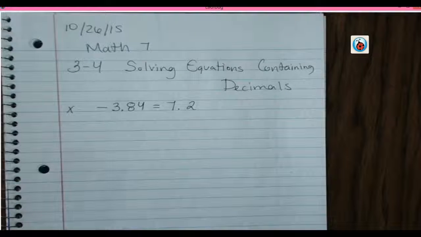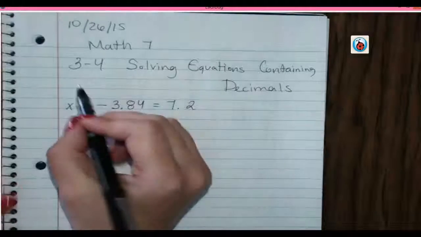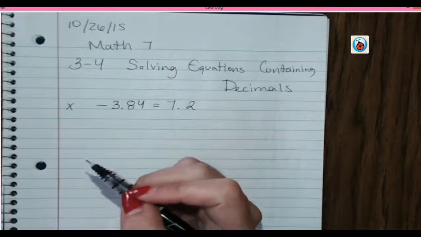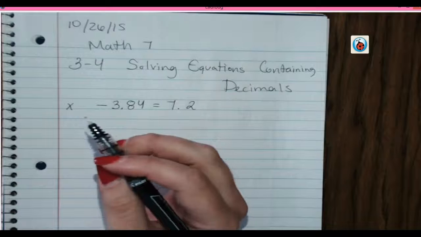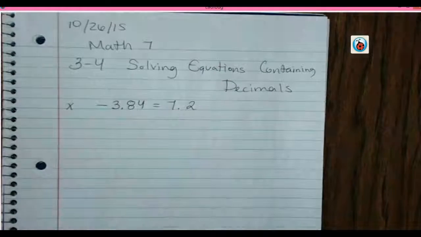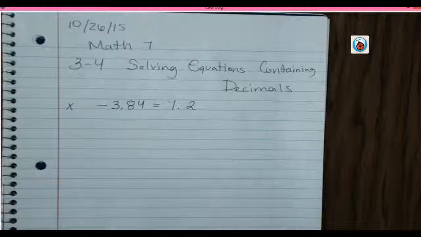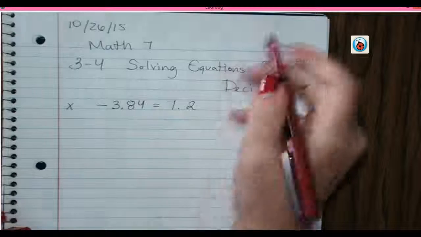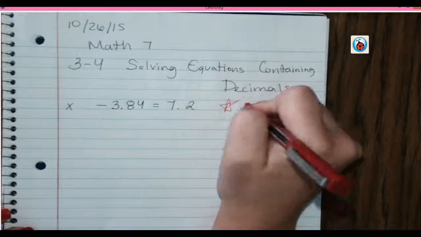Today we're solving equations containing decimals. So, in Chapter 2, Lesson 5, we solved equations for the first time. Now we're solving equations that have decimals. Just for review, let's go over what our goal is when we're solving an equation.